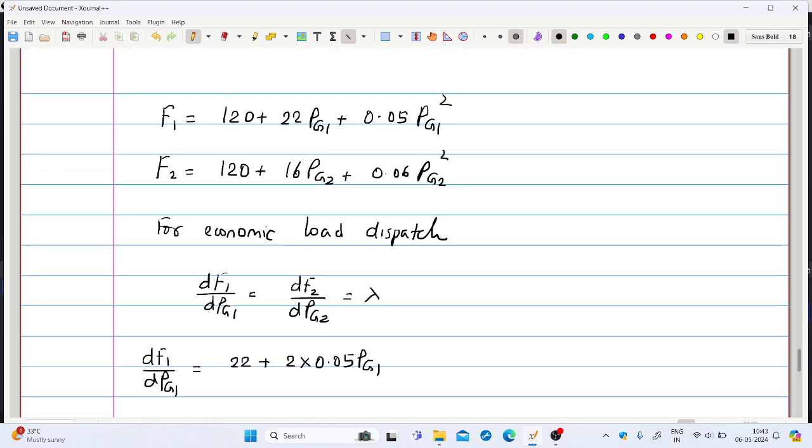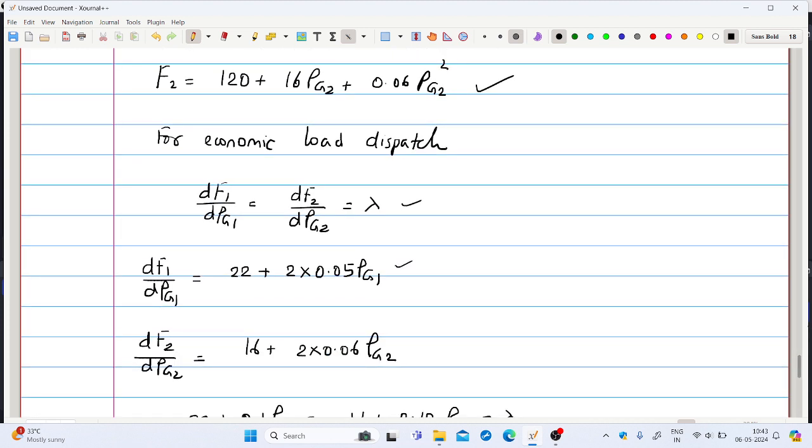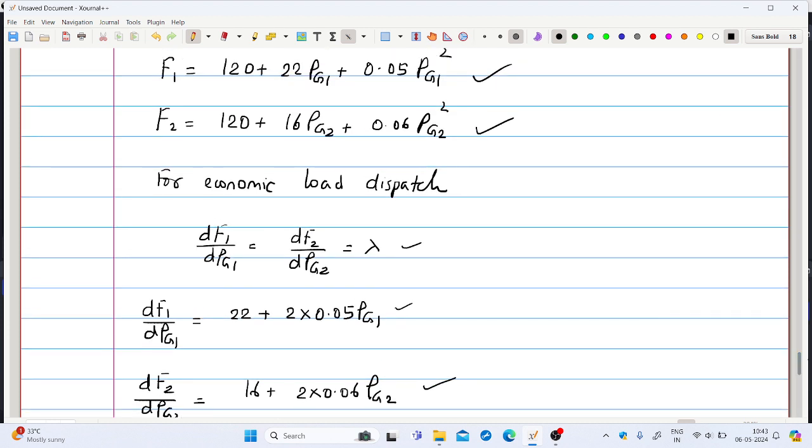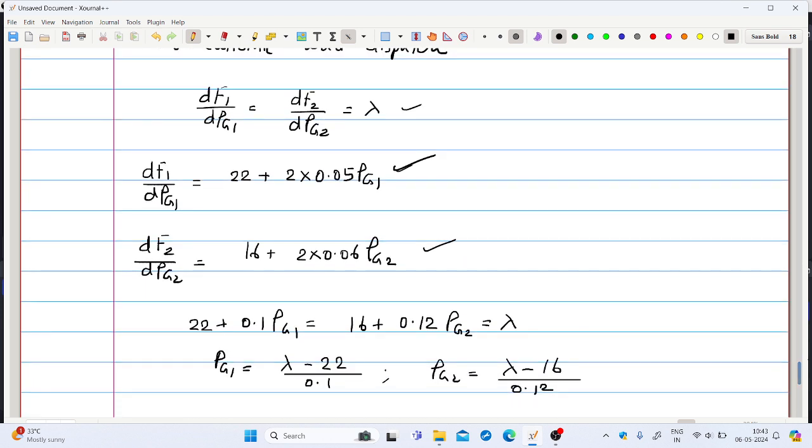So you write F1 and F2, which are reproduced here. Then for economic load dispatch, dF1 by dPG1 should be equal to dF2 by dPG2 equal to lambda. dF1 by dPG1 is obtained by differentiating the first equation, and dF2 by dPG2 is obtained by differentiating the second equation. When you differentiate this one, the 120 is a constant part, so it will become 0, and you get 22 plus 0.05 into 2 PG1, that is written here. When you differentiate F2, you will get 16 plus 0.06 into 2 PG2. These two have to be equal to lambda. Then you rearrange, and PG1 and PG2 can be expressed in terms of lambda. So you will get two equations.